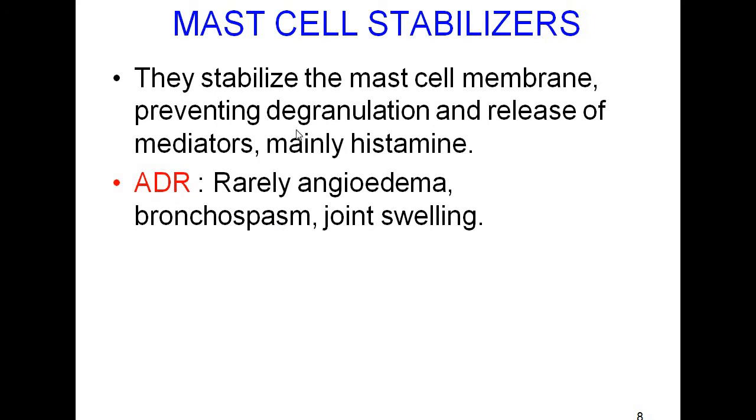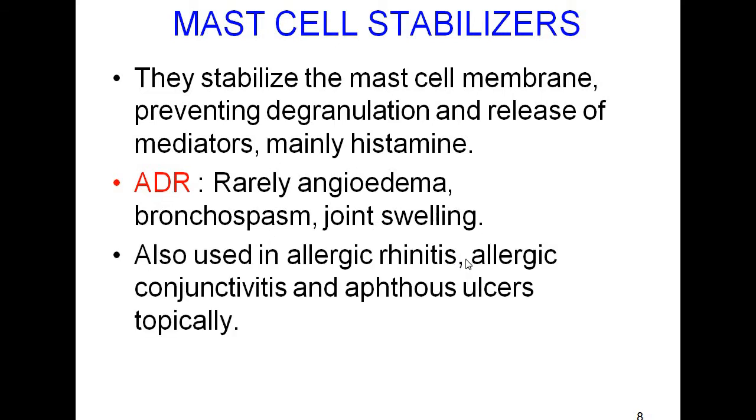The adverse effects associated with the mast cell stabilizers, that is cromolyn, also called cromolyn sodium, and nedocromil are rare and include angioedema, bronchospasm, and joint swelling. Cromolyn sodium is also used in the treatment of allergic rhinitis as nose drops, allergic conjunctivitis as eye drops, and in the treatment of aphthous ulcers as a gel to be applied on oral ulcer.